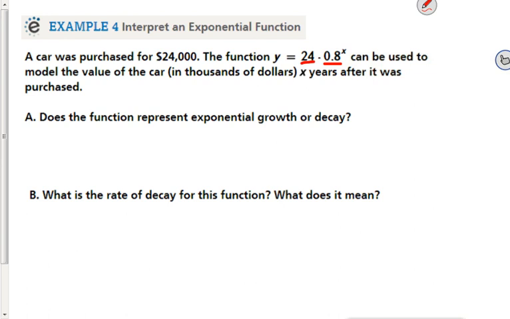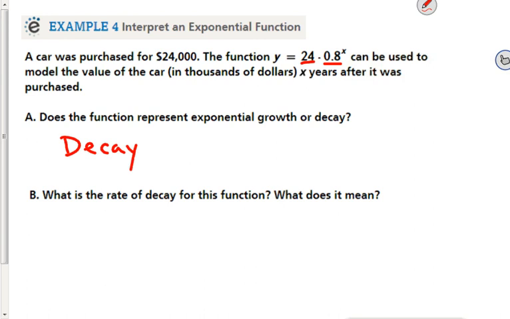So let's go to part A. Does the function represent exponential growth or decay? Well, we just talked about it, right? The 0.8 is the deciding factor there. Since it's less than 1, it is exponential decay. Part B. What is the rate of decay for this function? What does it mean?